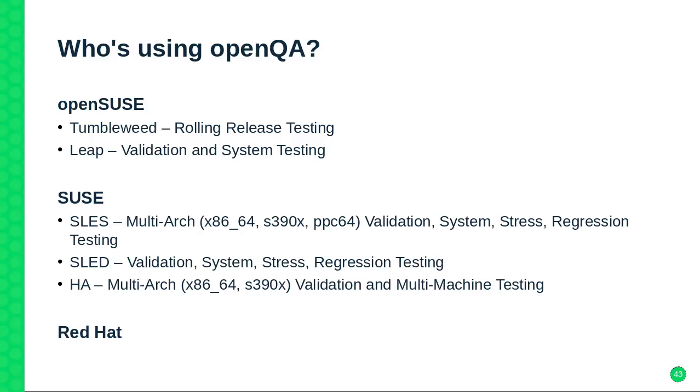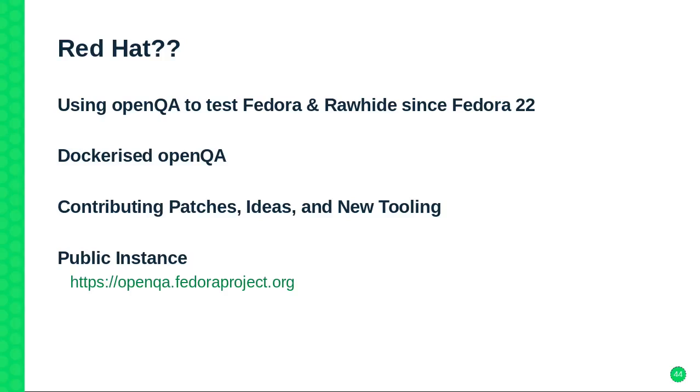And like I mentioned, multi-machine testing, and yes, Red Hat are using it as well. Red Hat have been using it since Fedora 22. They actually Dockerized openQA, so you can run openQA in a Docker container for the scheduler side of things and all of the workers. They originally did it because they weren't allowed to run SUSE or openSUSE in their data center at Red Hat, but they were allowed to run it in a Docker container, running SUSE, which was weird.